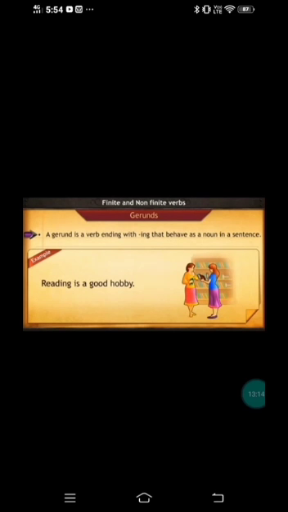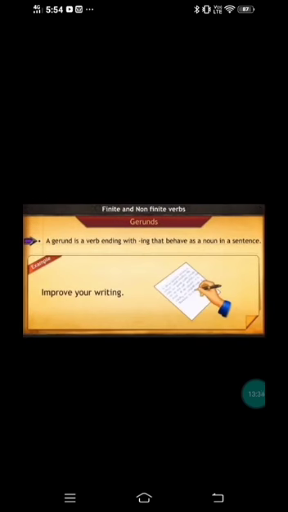If you see here, reading is a good hobby. Here, as I said, a gerund is a verb which ends in ing and it behaves as a noun in the sentence. As a noun in the sentence means the subject. Reading is a good hobby. Next, improve your writing. What do we have to improve? Writing, right? So writing is a verb which is acting as a noun.